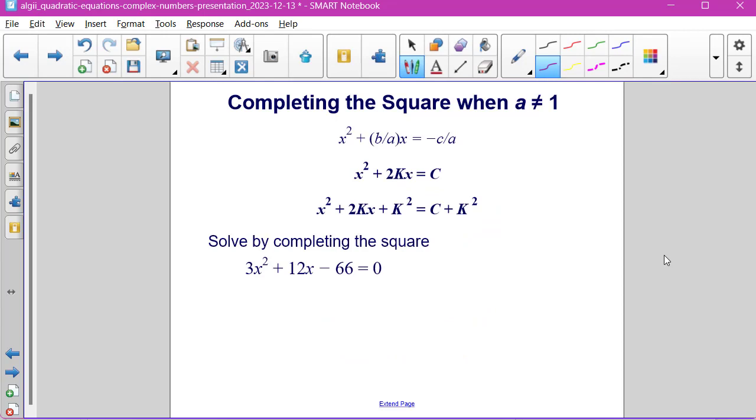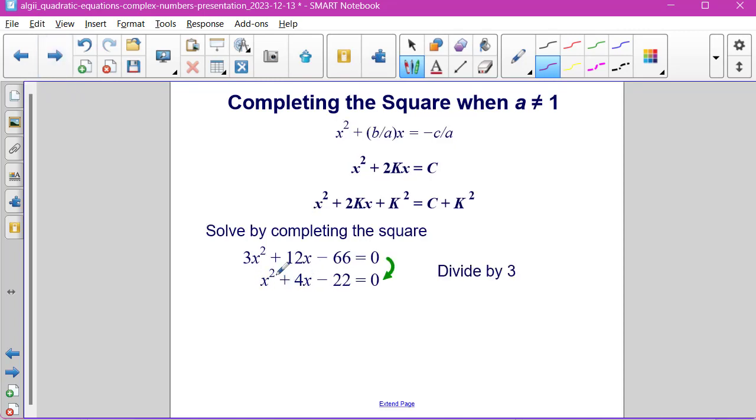Okay, now let's try an example where we are solving an equation by completing the square when our a value is not equal to 1. We have 3x squared plus 12x minus 66 is equal to 0. Notice 3, 12, and negative 66 are all multiples of 3. So we can begin by dividing both sides of the equation by 3. And when we do that, we will get x squared plus 4x minus 22 is equal to 0.